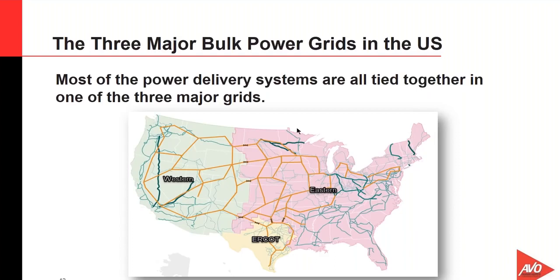So this slide gives a demonstration of the western grid, the eastern grid, and then on the bottom down here we've got what's called ERCOT. ERCOT stands for the Electric Reliability Council of Texas, and it operates the electric grid and manages the market for 75% of Texas.